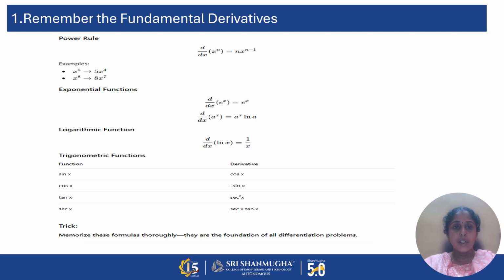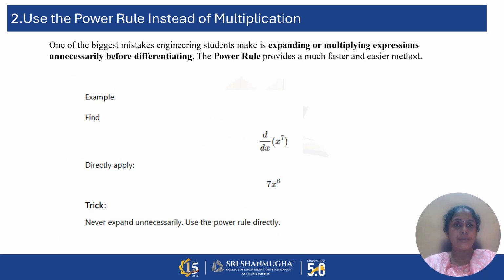Now trigonometric functions: sin x when you differentiate you will get cos x. Cos x when you differentiate you get minus sin x. Tan x when you differentiate you get secant squared x. And secant x when you differentiate you get secant x tan x. So the trick is memorize these formulae thoroughly. They are the foundation of all differentiation problems. So the very first thing is remember the fundamental derivatives. That is some basic formulae that you have to remember.